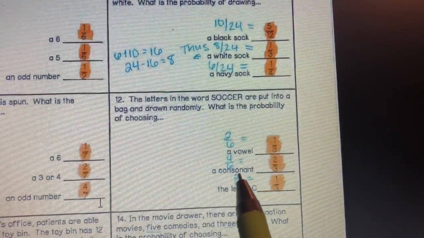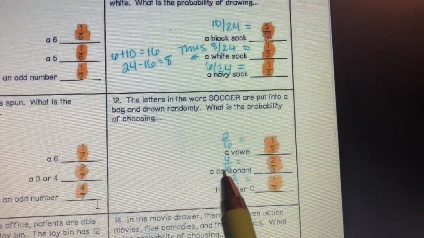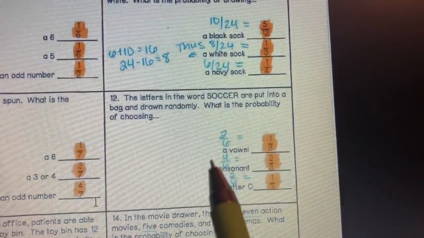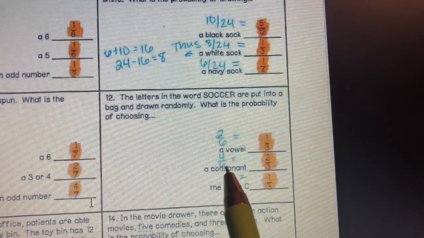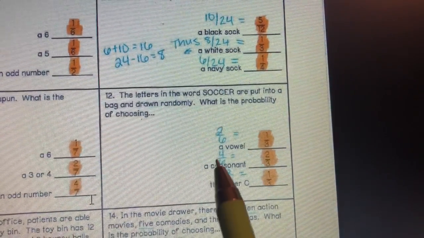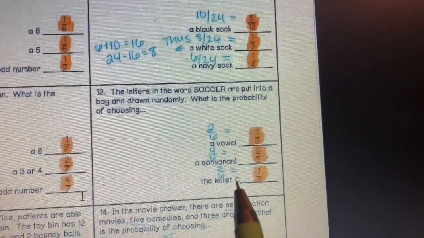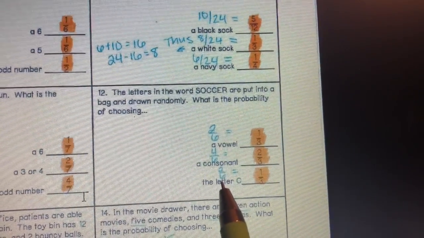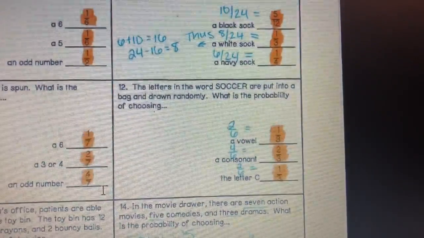So a consonant, a letter that is not a vowel, is a consonant. So 4 of these out of the 6 are consonants. So 4/6, which reduces to 2/3. So 4 is my favorable, and 6 again is still my total. The letter C, 2 out of the 6 letters are C. So that's a probability of 1/3.